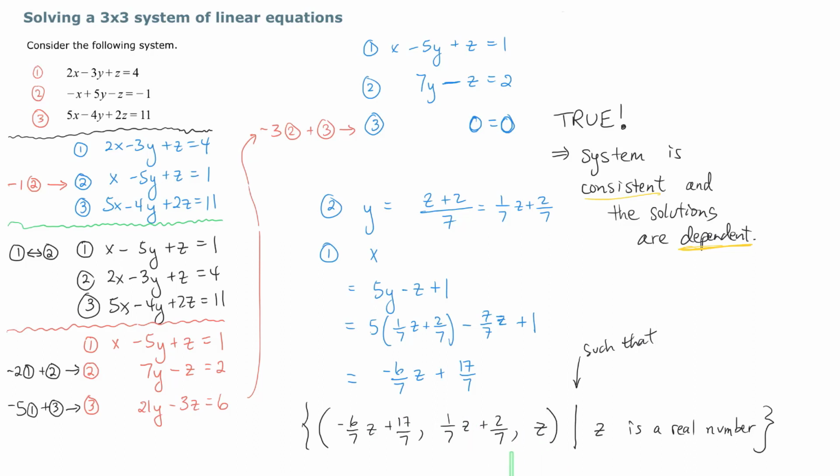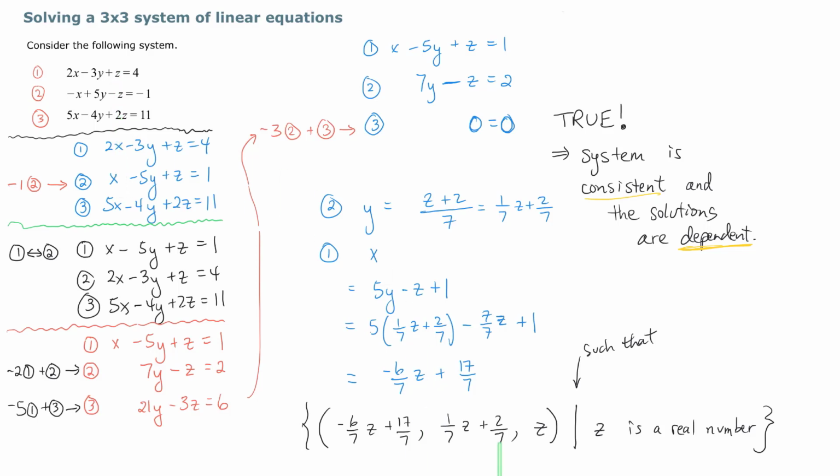There's actually an infinite number of solutions here. A good solution to probably look at is let z equal 7. If you let z equal 7, you're going to get an ordered triple that satisfies all three of these equations. What's another good z to pick? I would pick z to be 0. If you pick z to be 0, you'll also get an ordered triple that satisfies all three of these equations.